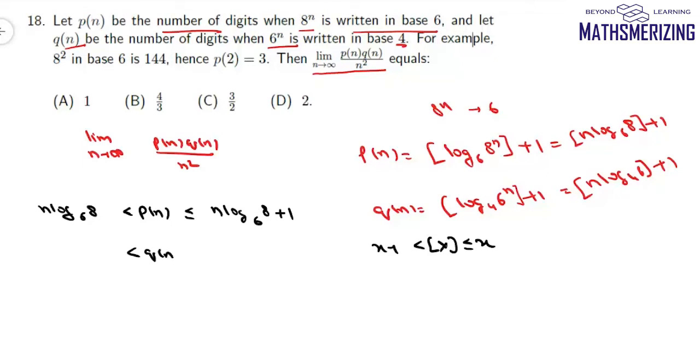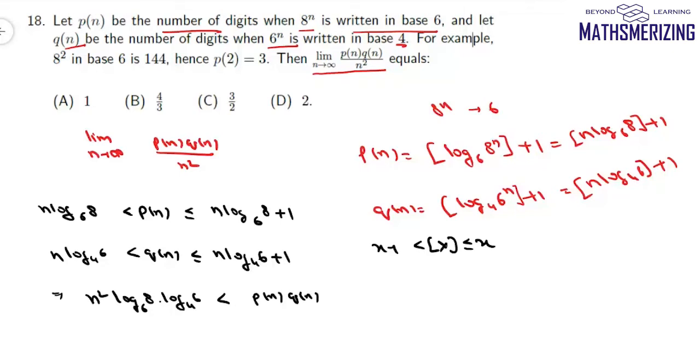In the same way, we can write Qn. So Qn will be less than or equal to n log 6 base 4 plus 1, and greater than n log 6 base 4. Now if we multiply them, then we can write n square log 8 base 6 into log 6 base 4 is less than Pn into Qn, and it is less than n log 8 base 6 plus 1 into n log 6 base 4 plus 1.